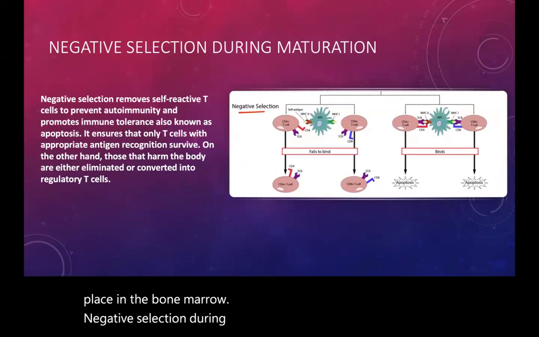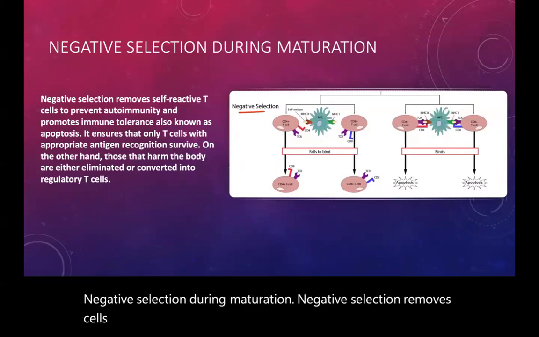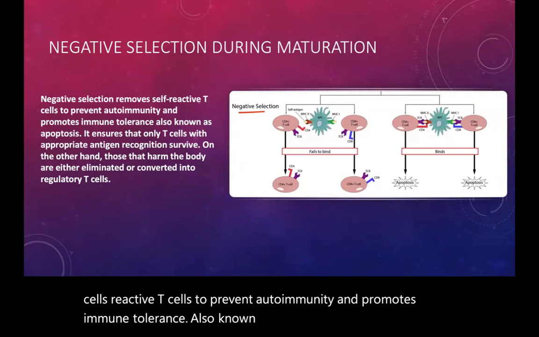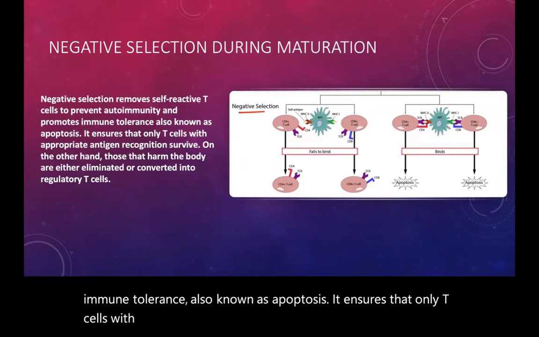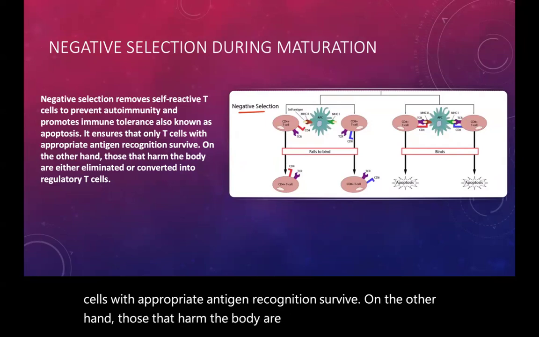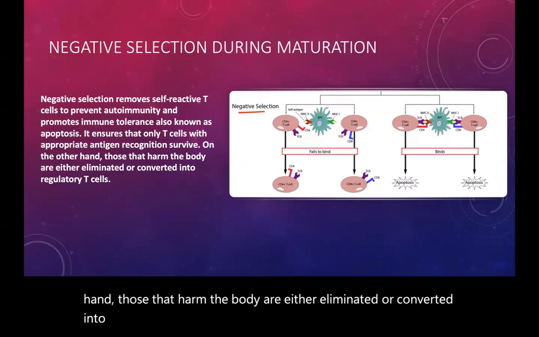Negative selection during maturation removes self-reactive T cells to prevent autoimmunity and promotes immune tolerance, also known as apoptosis. It ensures that only T cells with appropriate antigen recognition survive. On the other hand, those that harm the body are either eliminated or converted into regulatory T cells.